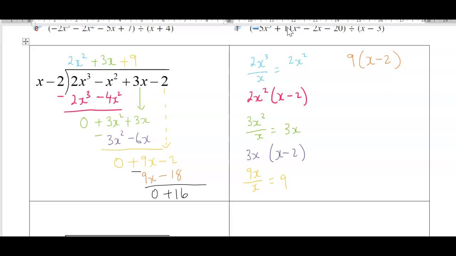All right, so our final answer, how am I going to write this? I'm just going to do the answer. I'm running out of room. All right, so we take our dividend, so x minus 2, times 2x squared plus 3x plus 9, and then plus your remainder, plus 16.